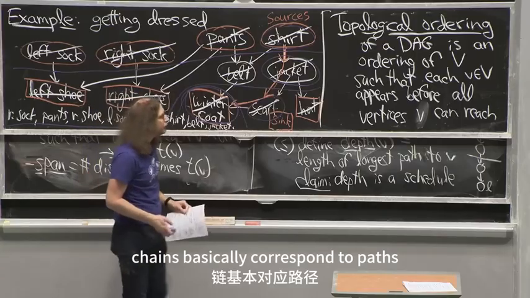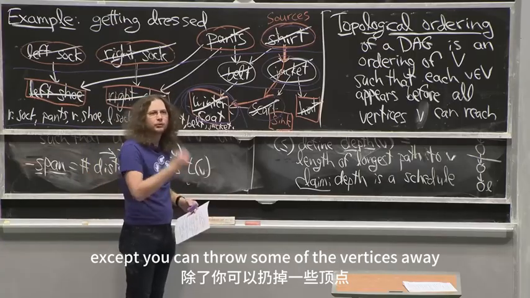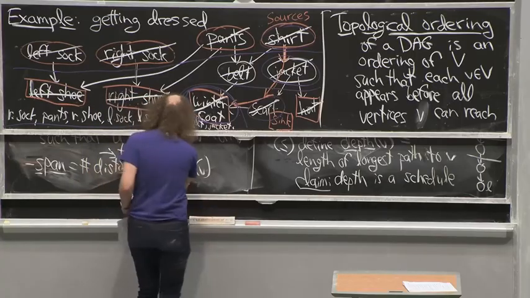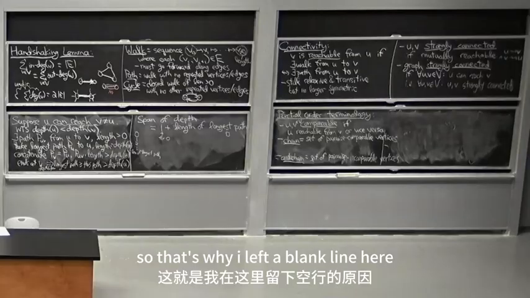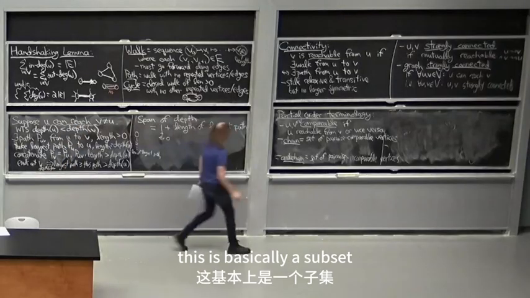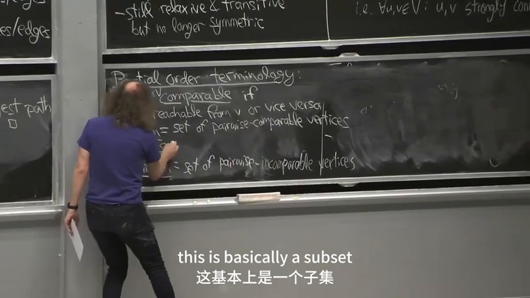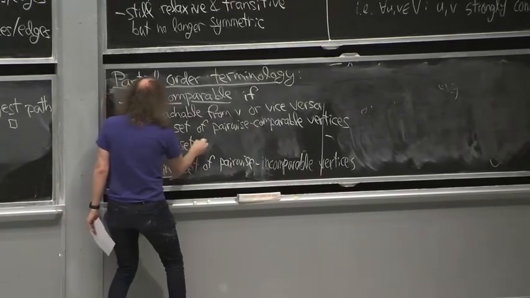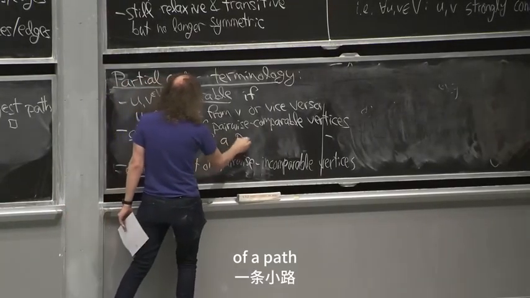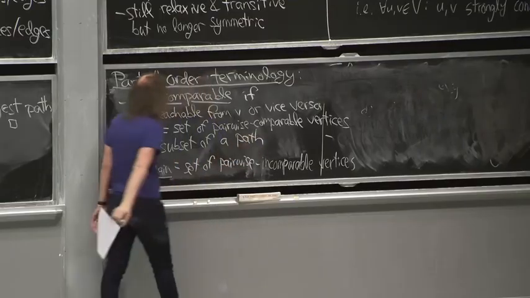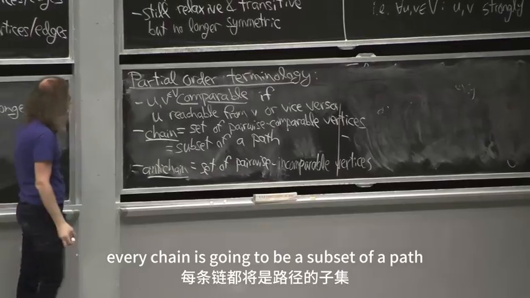Chains basically correspond to paths, except you can throw some of the vertices away. So that's why I left a blank line here. This is basically a subset of a path. Every chain is going to be a subset of a path.